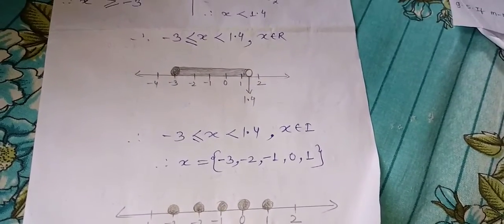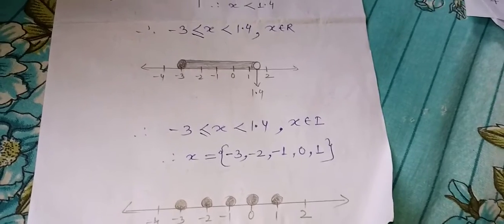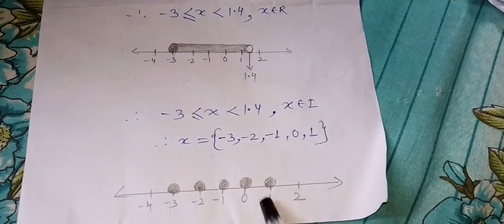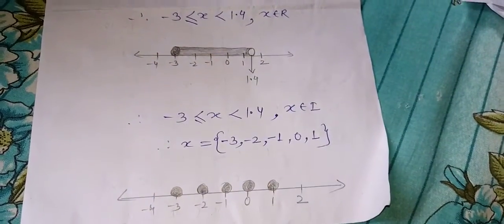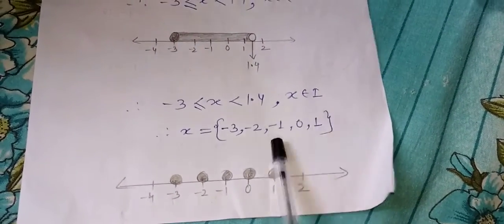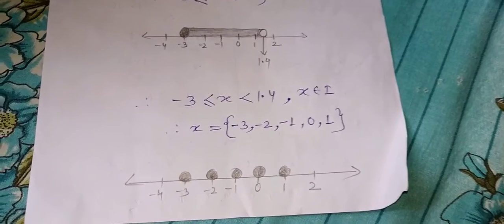Please note it down, very important, children. Many children always make mistakes. They draw the same number line for every question. No, only for R is this type of number line used. But for I, W, N the number line should be like this.